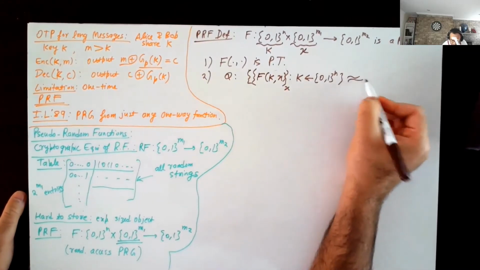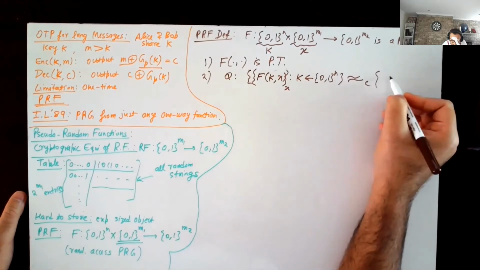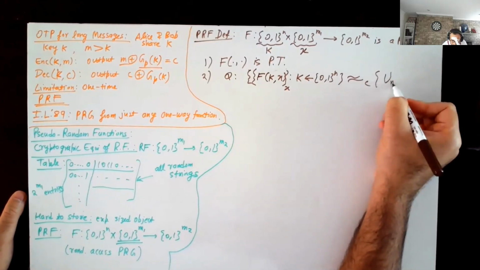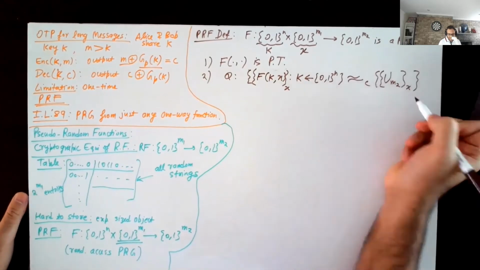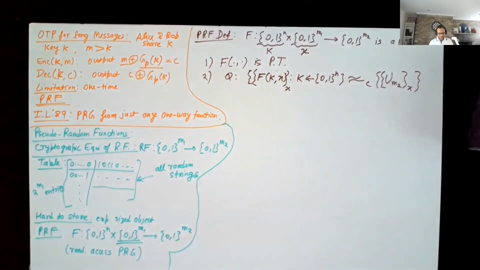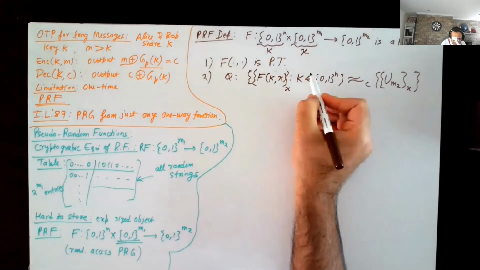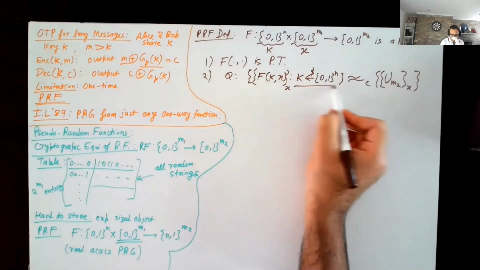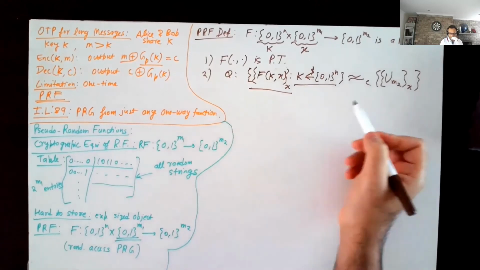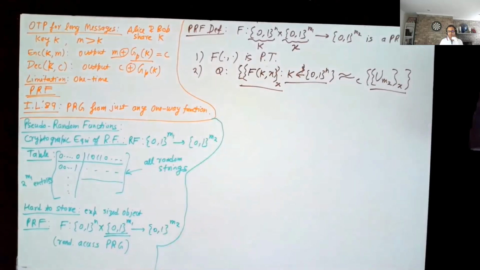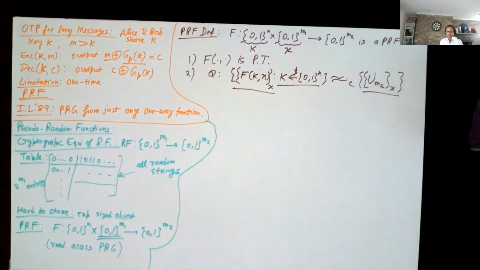This looks computationally indistinguishable from uniform for every x. So essentially what I am saying is, if the key is indeed generated at random properly, then for every x you list all possible outputs, and that should look indistinguishable from the uniform distribution for every x. Is this a good definition? Any problems?